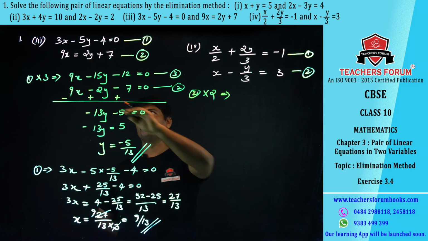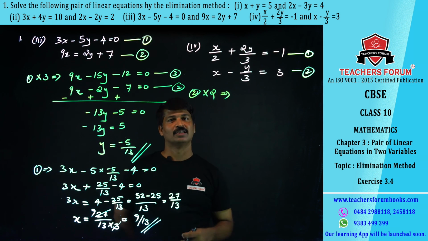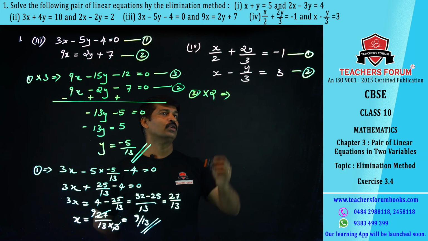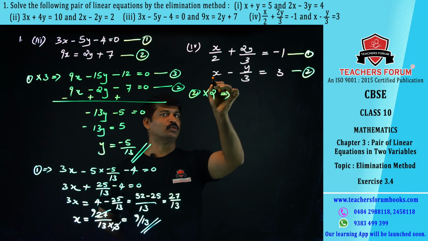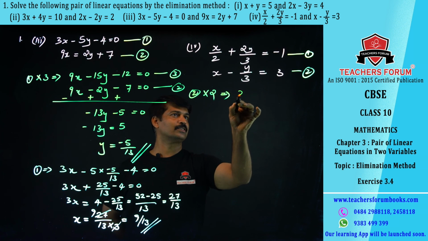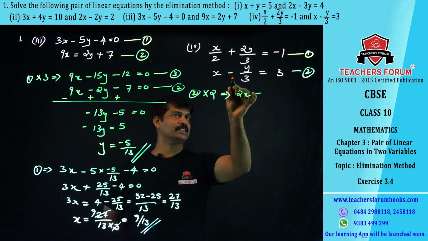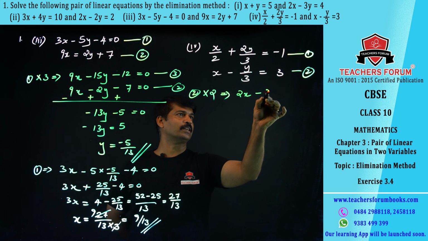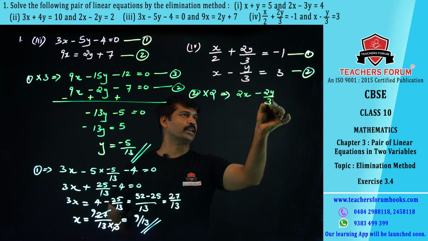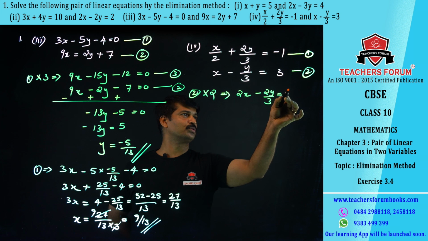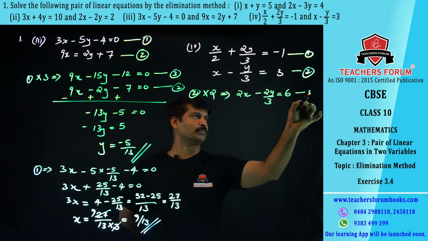Okay. Because here we made the coefficient of x equal. Here let us make the coefficient of y equal. So equation number 2, when you multiply by 2, you will be getting 2 into x, 2x minus 2 into y by 3, that is 2y by 3 equals 3 into 2, that is 6. Let it be equation number 3.